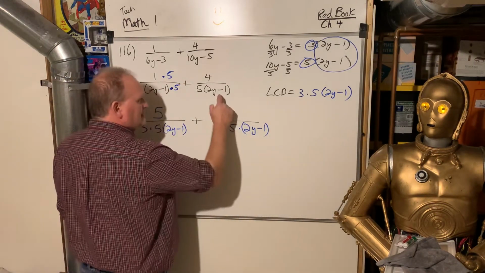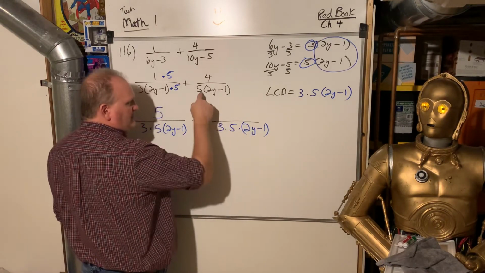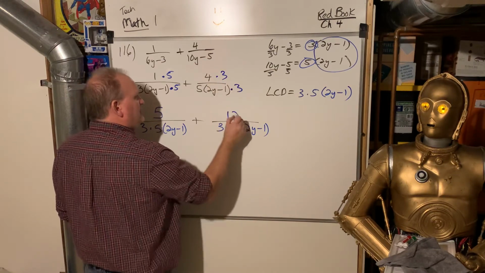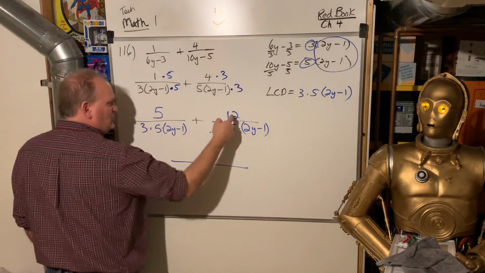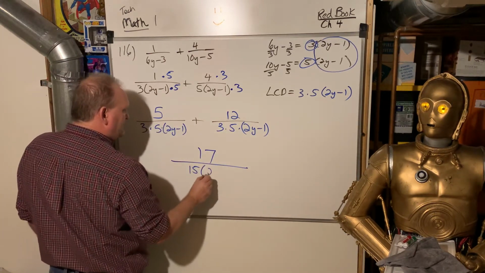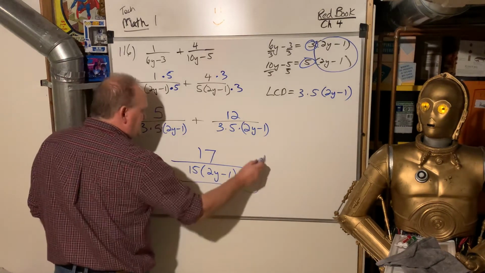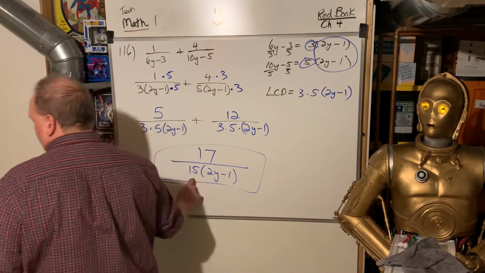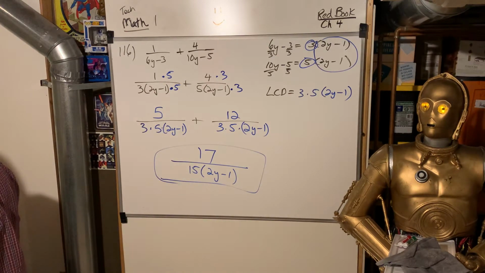All right, let's look at this one. We got the 5, yep. We got the 2y minus 1, yep. We don't have the 3. It's missing the 3. So I need times 3. It's 12, so much easier. 5 plus 12 is 17. And on the bottom, we got 15 times 2y minus 1. I did put the 3 times 5 and make it 15. I didn't distribute. You can, if you want to, make it 30y minus 15, but most times we leave it factored.